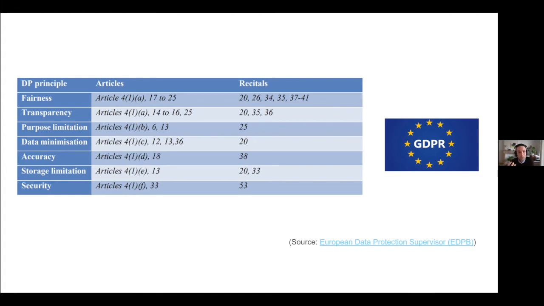I think it's important to understand that principles are the key building block, or the key element to take into account. And so the principles in the GDPR are interesting because they are based on human rights and principles that come from human rights law. And so fairness, transparency, purpose limitation, data minimization, accuracy, storage limitation, and security are the main ones that we find in the GDPR. The articles and the recitals are mentioned here.